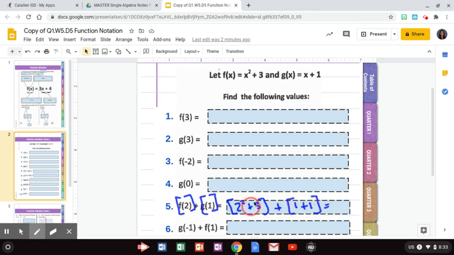So now we have to figure out F of 2. That's 4 plus 3, which is 7. And then our G of 1 is 1 plus 1, which is 2. So 7 plus 2 is 9. So our answer is 9.